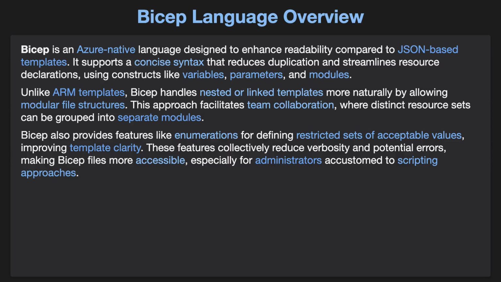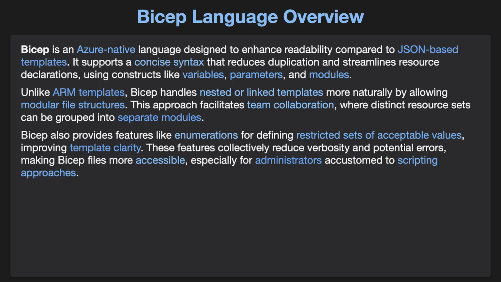Bicep is an Azure native language designed to enhance readability compared to JSON-based templates. It supports a concise syntax that reduces duplication and streamlines resource declarations, using constructs like variables, parameters, and modules. Unlike ARM templates, Bicep handles nested or linked templates more naturally by allowing modular file structures. This approach facilitates team collaboration, where distinct resource sets can be grouped into separate modules.